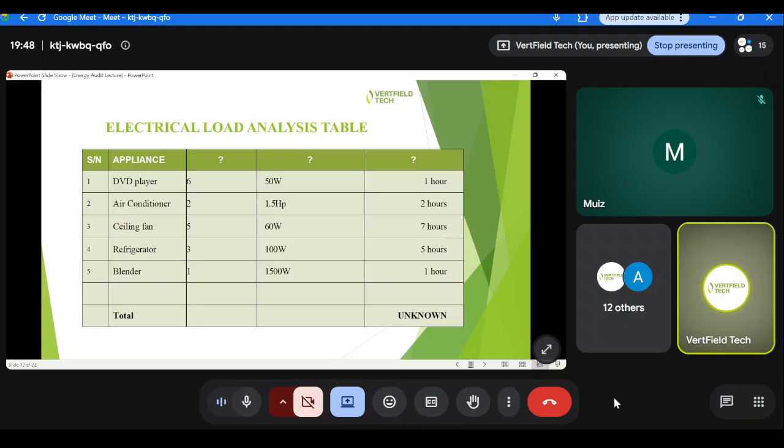So, this is a typical example of an electrical load analysis table. On this table, you can see a whole lot of information there. However, it is still not complete, because you can see those question marks all around it. So, let us firstly deal with those question marks, then make the table complete with the various standard parameters we need, and then we can work on the table.